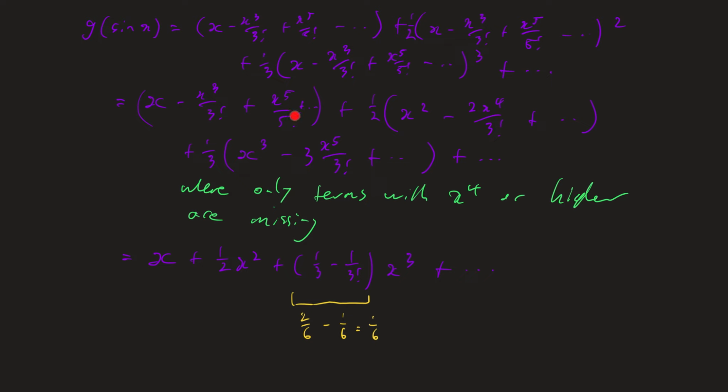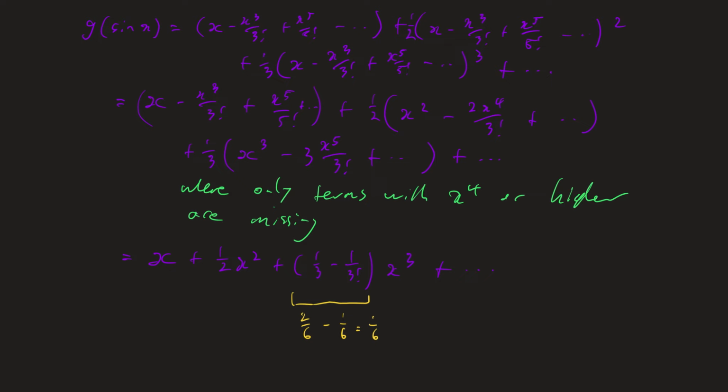All that remains then is to group like terms together. In terms of x, it only appears in the first term here. So x comes down here. X squared term, this is the only x squared term, so we have a half x squared. For my x cubed term, I've got a contribution here and a contribution here, so putting them together, I end up with 1/6 x cubed.